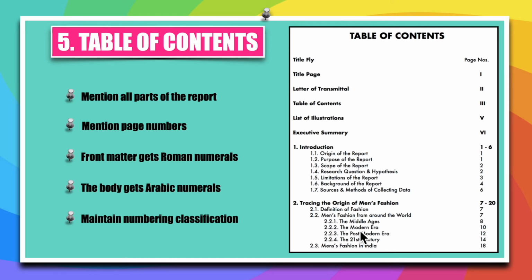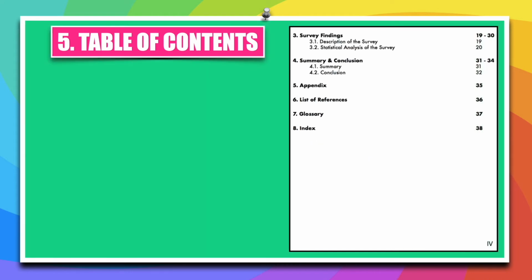In case you have further subsections, do not use any more decimated numbers. You simply use bullet points. Continuing with the table of contents, in case you have subsections, you need to tab it once inside.